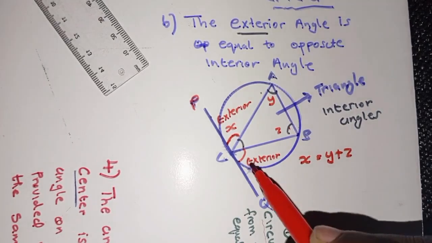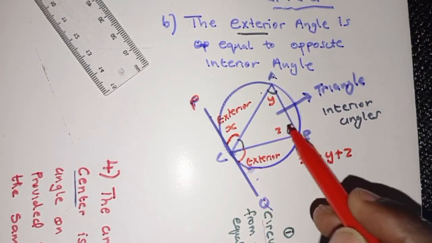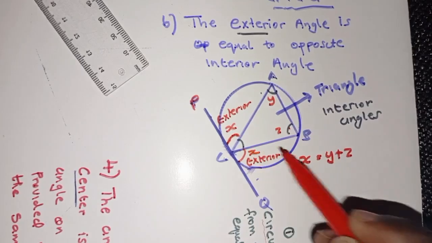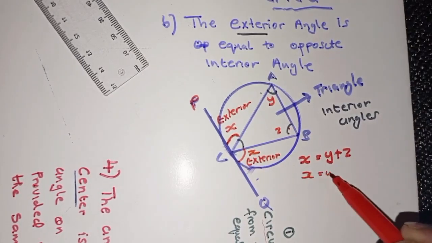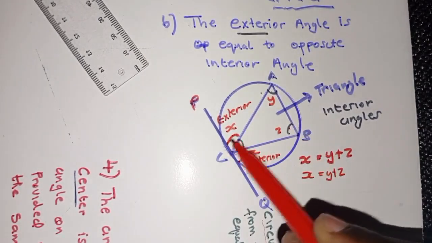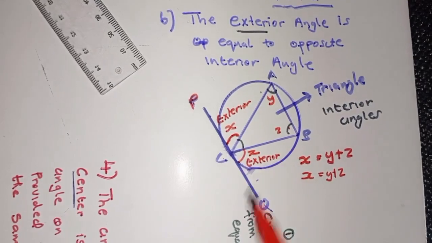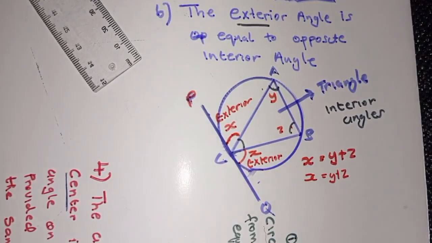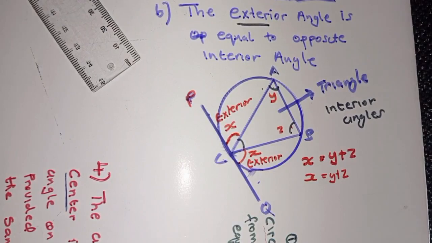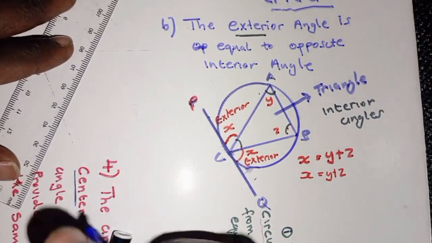Similarly again, this one will be equal to the sum of that. Same thing, X will be equal to Y plus Z. So the angle that is outside is equal to the sum of these. That is the rule. Now before we end these, we just need to discuss a property here on angles.